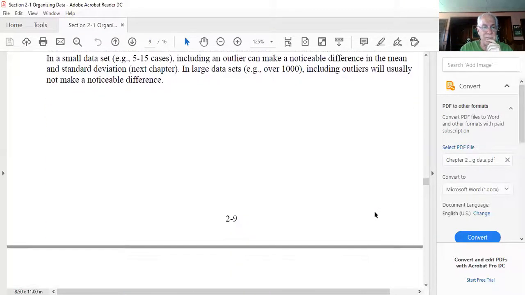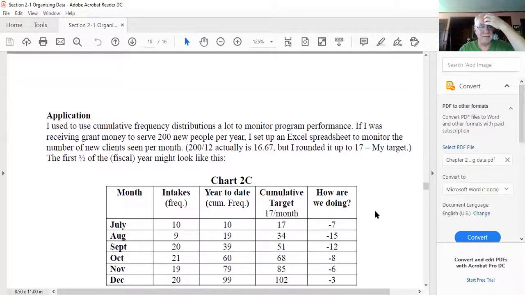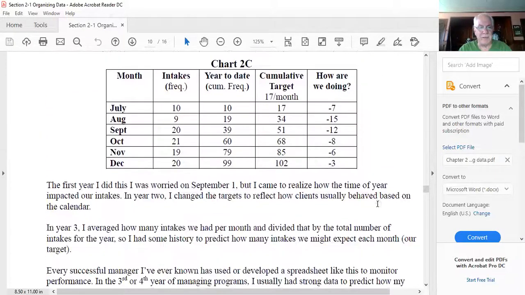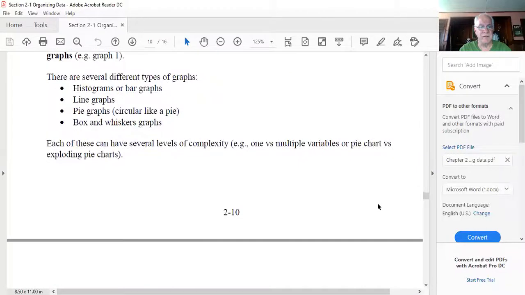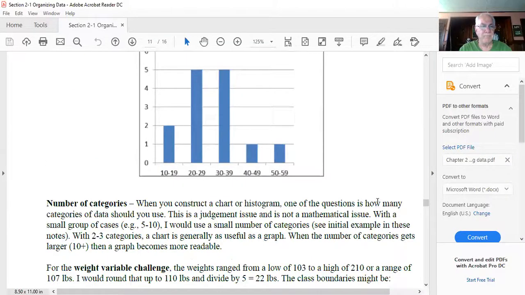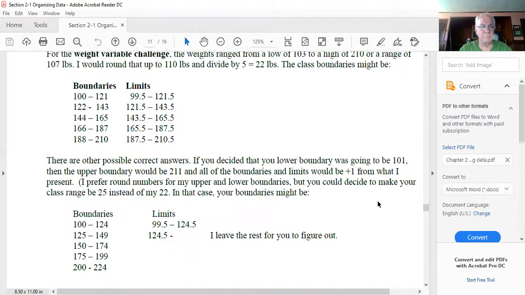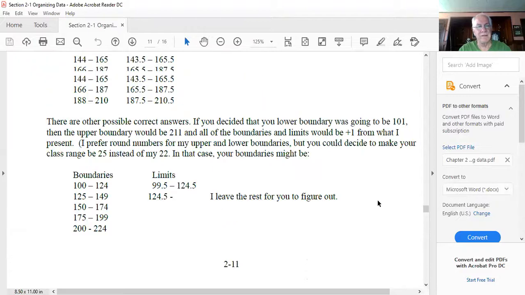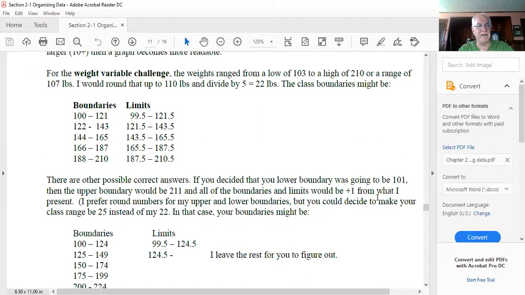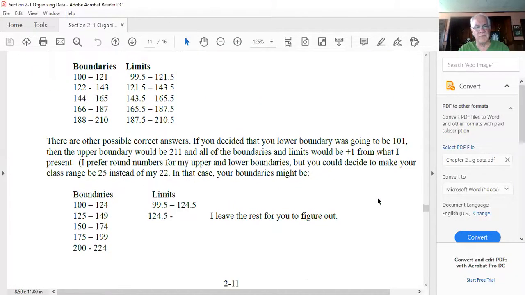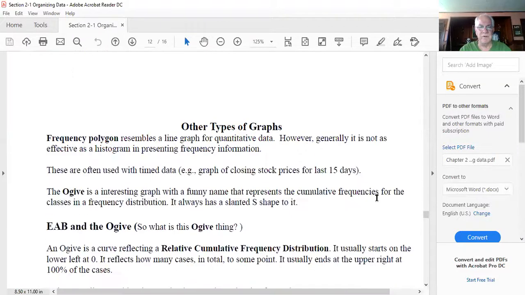I want to talk a little bit about, I'll give you an example here. I'm not going to go through that one. You can read that stuff. I'm not talking about ogives. There's some stuff here about boundary limits and boundaries and limits, you can read that stuff over.